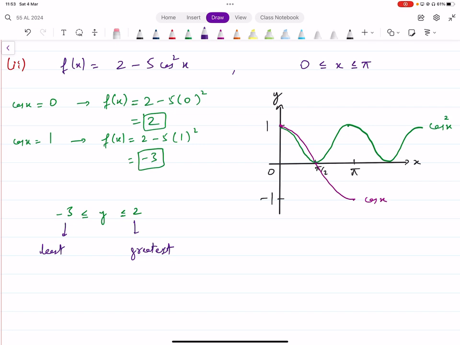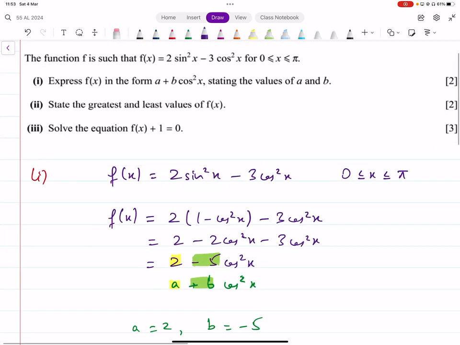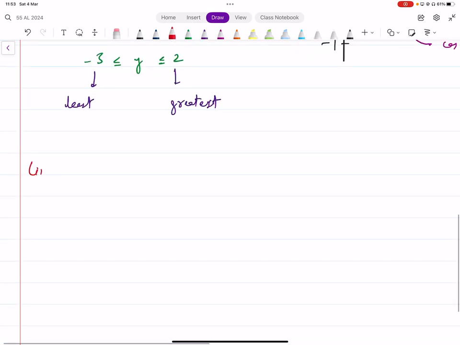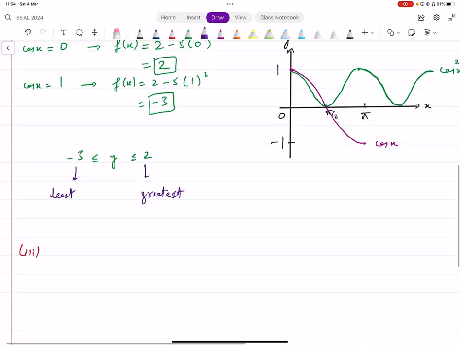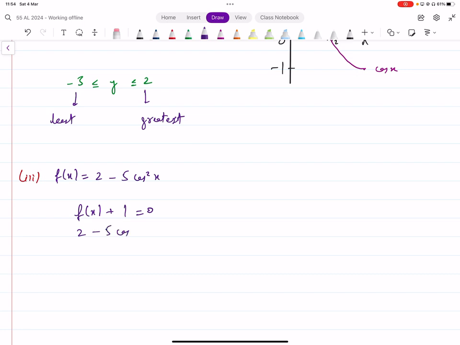ओके. यस. इसमें कोई मसला, कोई प्रॉब्लम क्लियर है सबको? नाउ वी हैव टू सॉल्व दिस इक्वेशन f of x plus 1 equals 0. f of x is 2 minus 5 cos square x. This is f of x. f of x plus 1 equals 0. What does that become? 2 minus 5 cos square x plus 1 equals 0.